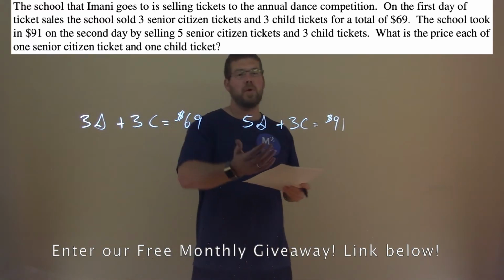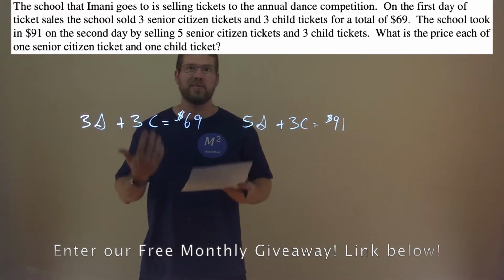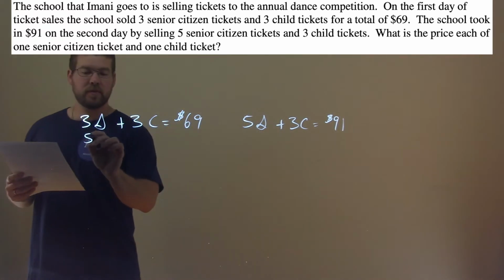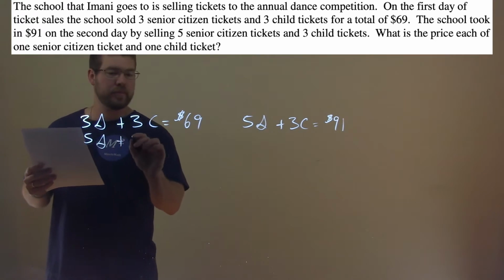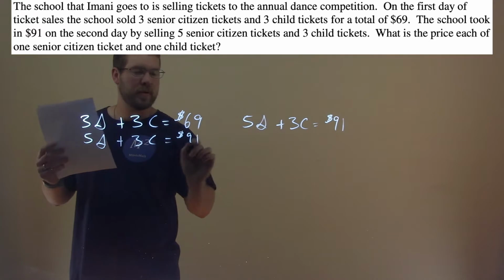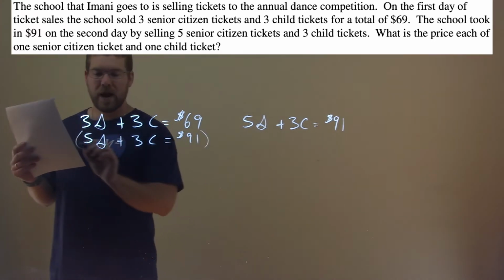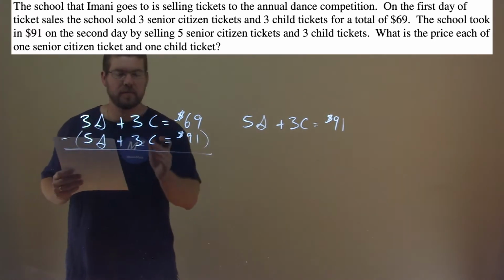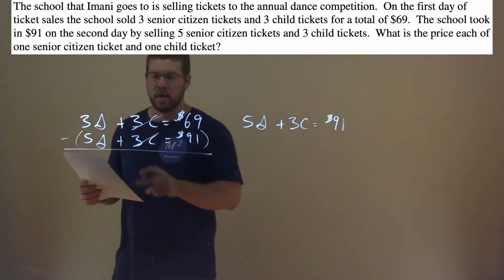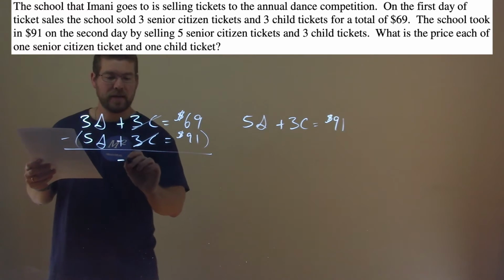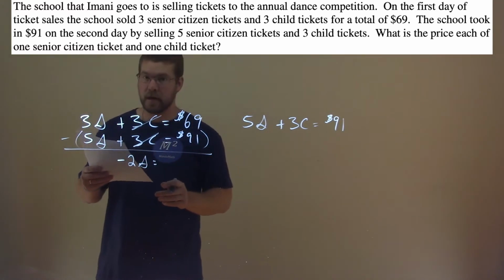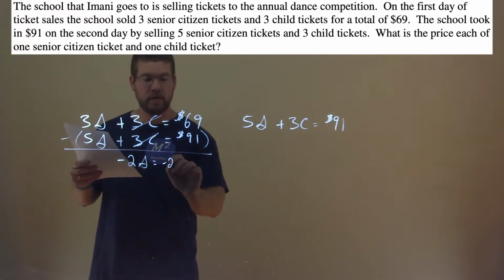Well, now we have 2 equations here, and we can solve this system of equations. We'll solve by elimination. I'm going to take the second equation and put it underneath the first one. So 5s plus 3c equals $91. By subtracting the 2 equations, the c's are going to cancel, and that's kind of what I was looking for. 3s minus 5s is a negative 2s, and 69 minus 91 is a negative 22.